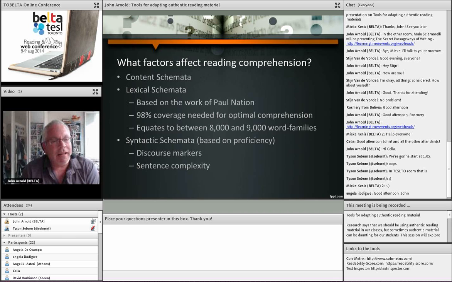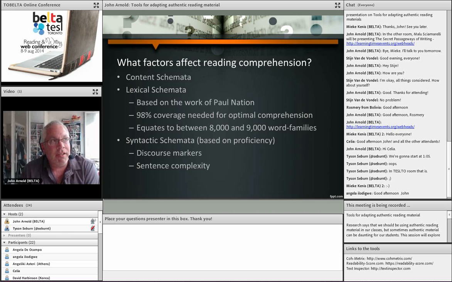Also, the lexical background that they bring, and this was based on the work of Paul Nation, which I think most work in the lexical field is. And one of the things Paul Nation says is that for optimal comprehension, the students should be able to be familiar with 98% of the words in the text. That's a lot. We work with a variation of that number, but that's what he says for optimal comprehension. And in terms of word families, that equates to about 8,000 to 9,000 word families.